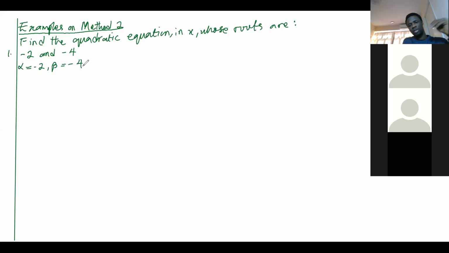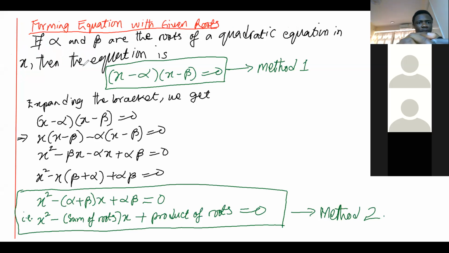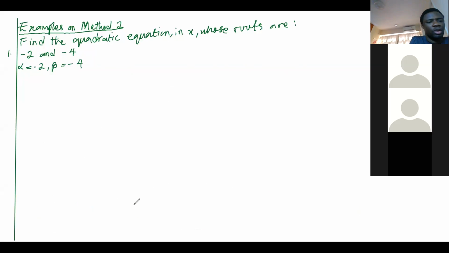Unlike the first method, let's look at the second method again. The second method only requires that we find the sum and the product, okay? Sum of roots and product of roots. You can call it alpha plus beta and alpha beta, so either way is fine actually. Because I call it alpha and beta here, I'm just going to say alpha plus beta, that's -2 plus -4, which is -6. Alpha beta is -2 times -4, which is +8.